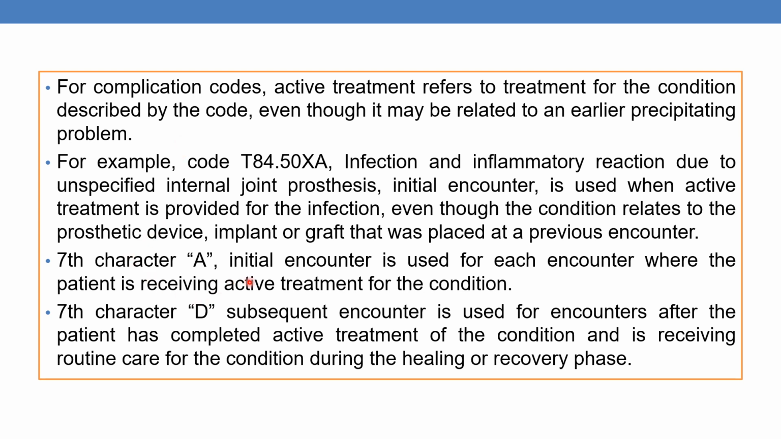Now 7th character A, initial encounter, is used for each encounter where the patient is receiving active treatment for the condition. This is clear. Whenever the patient is receiving active treatment, A for active. So you need to code only 7th character A. And the 7th character D, subsequent encounter, is used for encounters after the patient has completed the active treatment of the condition and is receiving care for the condition during the healing or recovery process.